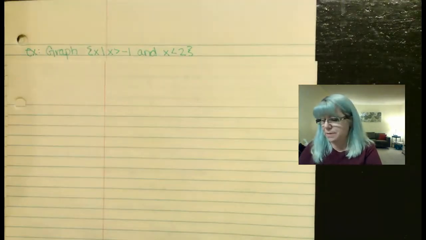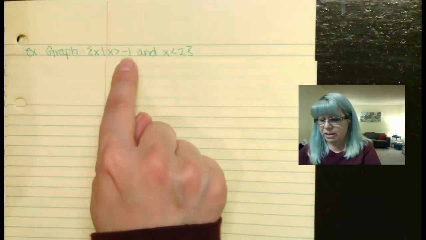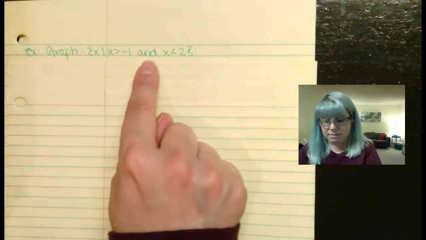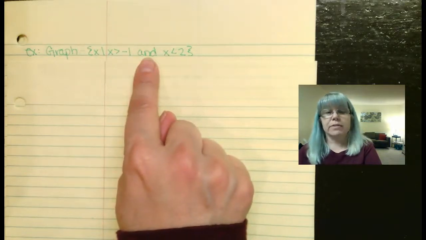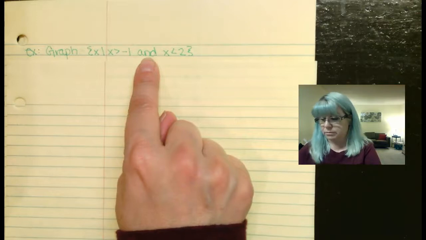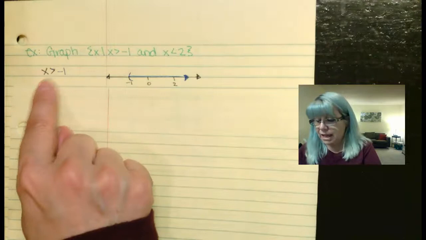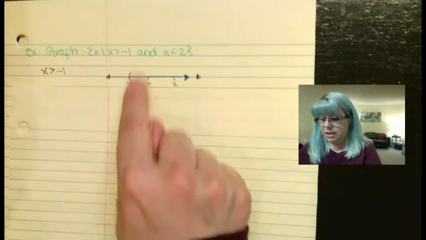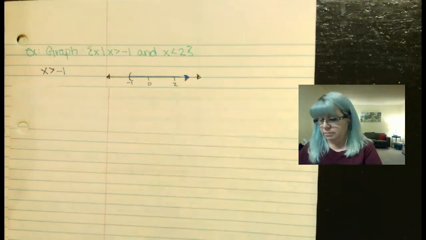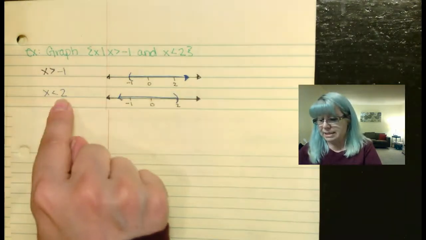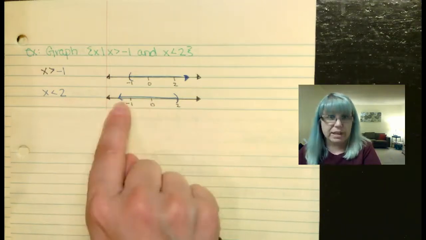So let's try another one. Let's graph the set of x such that x is greater than -1 and x is less than 2. And is our key word here, therefore it's the intersection. Okay? I'm going to graph them separately. X is greater than -1, meaning I have an open parenthesis on -1 pointing to the right. X is less than 2, open parenthesis on 2, pointing everything to the left.